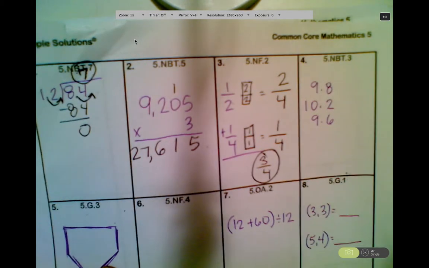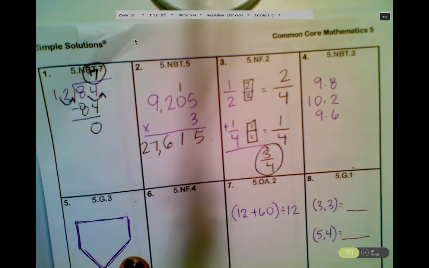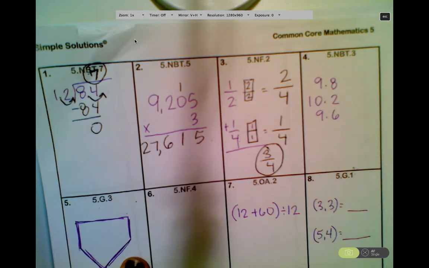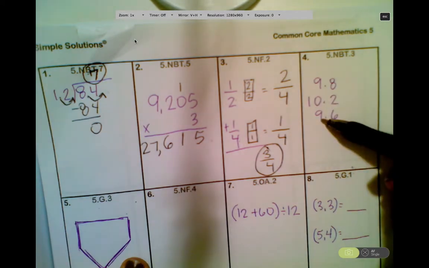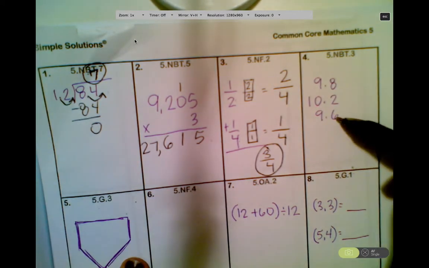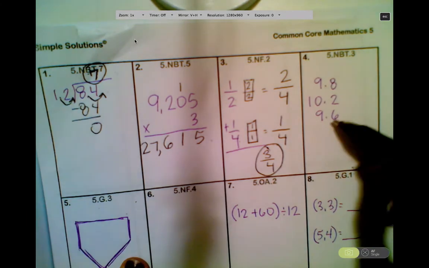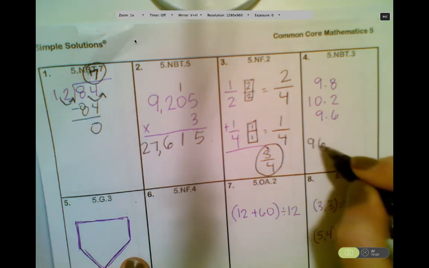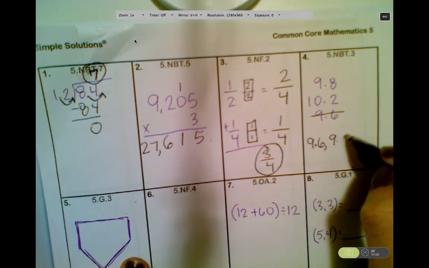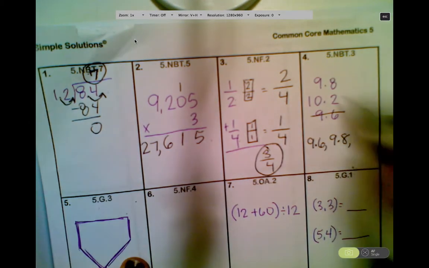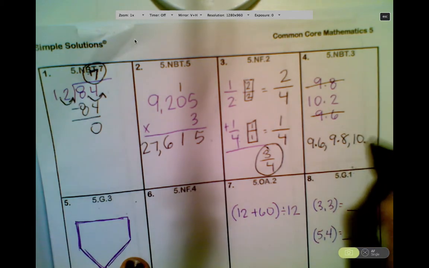Number 4 says order these numbers from least to greatest. First, I lined up my decimal points, and now I'll be able to see which one is the least and which is the greatest. I see that I have 9, a 10, and a 9. 9 is the smallest, so I go to my tenths place, an 8 and a 6. And I know that 9 and 6/10 is the smallest. Then 9 and 8/10, and then finally 10 and 2/10.